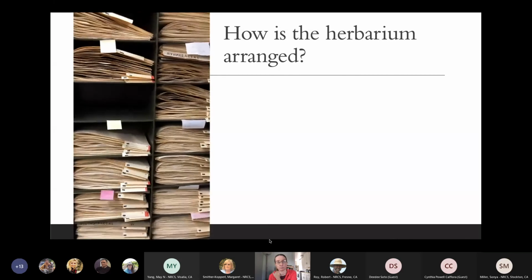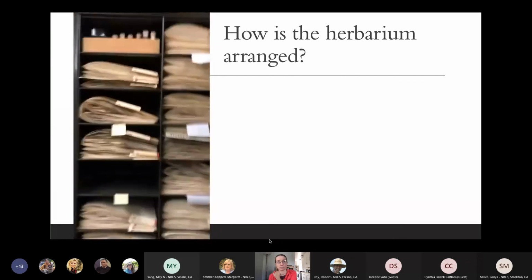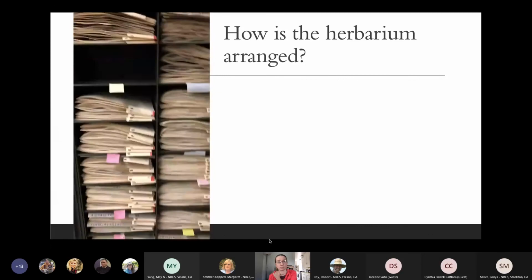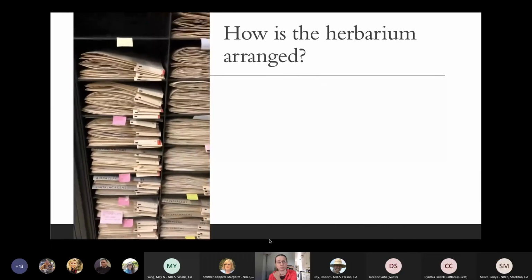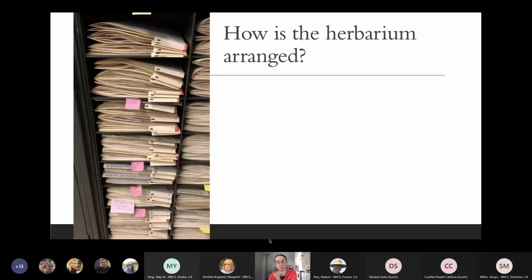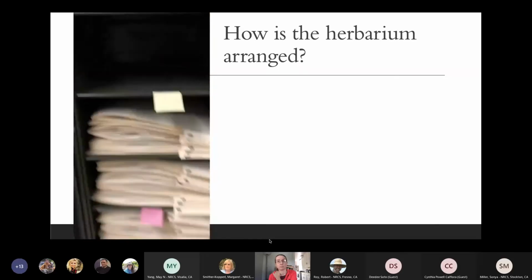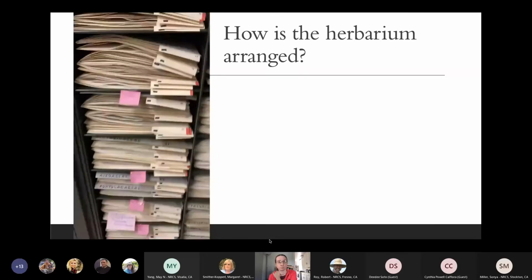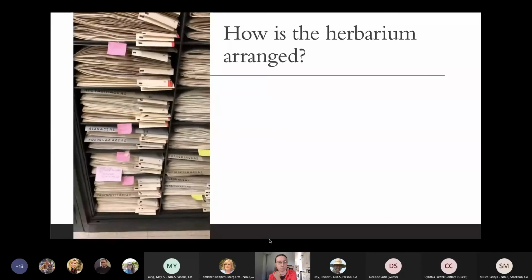We're missing a chunk of the Chenopodiaceae there, but you can see that there are a bunch of folders. The folders all have specimens in them, and they're arranged in numerical family order. And so this is a group of Chenopodiaceae, Nyctaginaceae, Portulacaceae, etc.